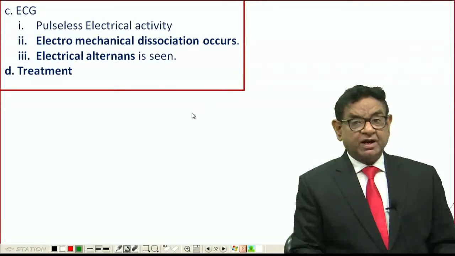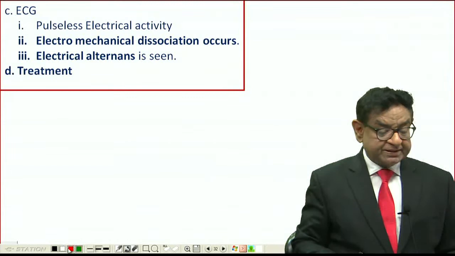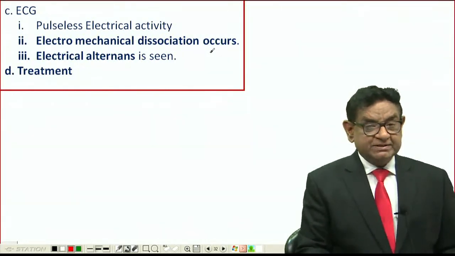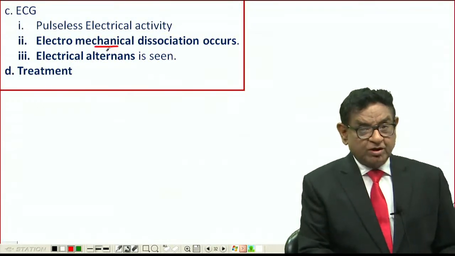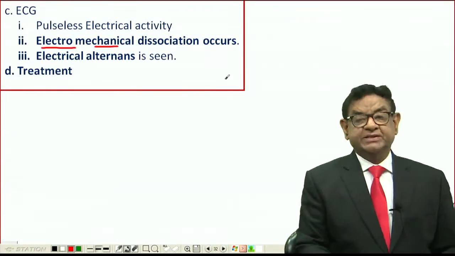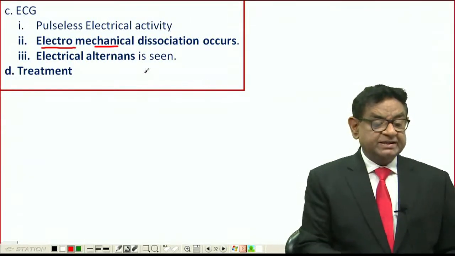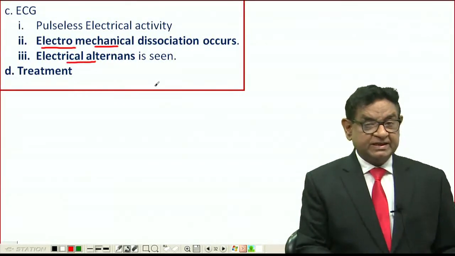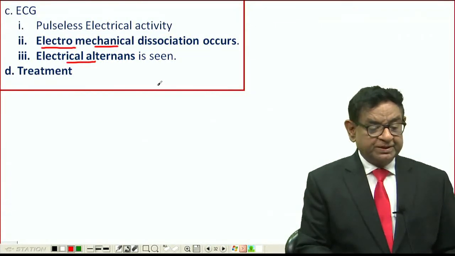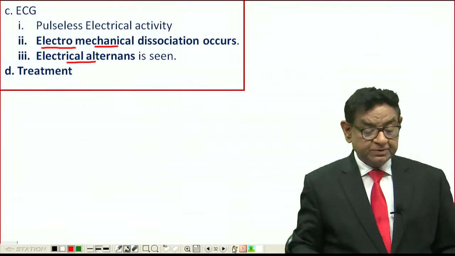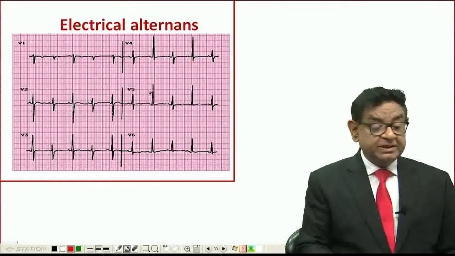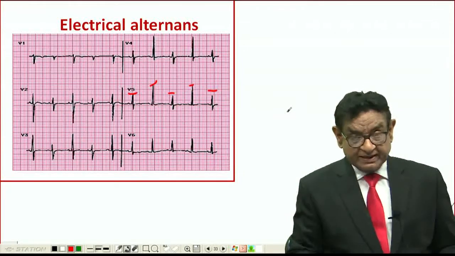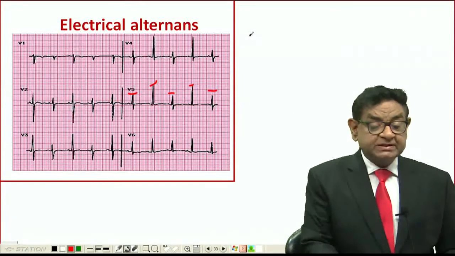As I was telling you, in cardiac tamponade pulseless electrical activity is there. Pulseless means mechanically the heart is not beating, but electrical activity is going on, so we call it electromechanical dissociation. In this case, electrical alternans is seen. R wave height varies from beat to beat. Treatment is surgery. Now let me show you the ECG of electrical alternans. You can see the R wave height varies. This is electrical alternans. This should not be confused with pulsus alternans.